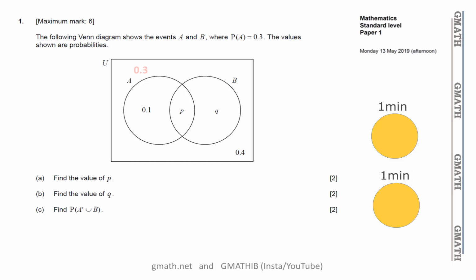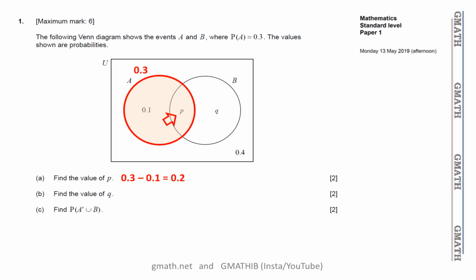The probability of event A is 30%. Based on the fact that 10% is for event A only, 20% is associated with P, the probability of the simultaneous events A and B. To find the value of Q, the probability of event B only, you must realize the certain event has a probability of 100%. Hence, set U is associated with 1.